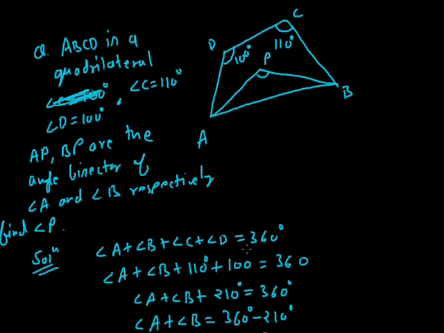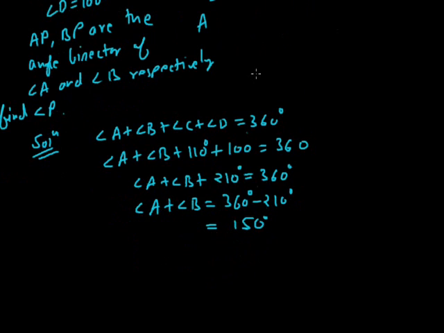Now what is given? We have been given that AP is the angle bisector. So it means this angle is equal to half of angle A, that is A by 2, because AP is the angle bisector. In the same way, BP is the bisector of angle B, so this should be half of B. Now in triangle PAB we apply the angle sum property, that is half of angle A plus angle P plus half of angle B should be equal to 180 degrees.